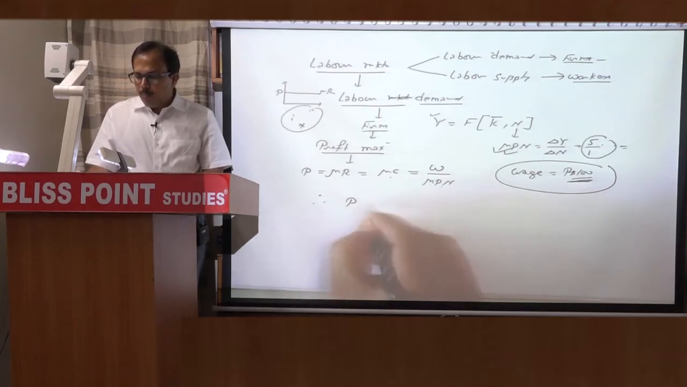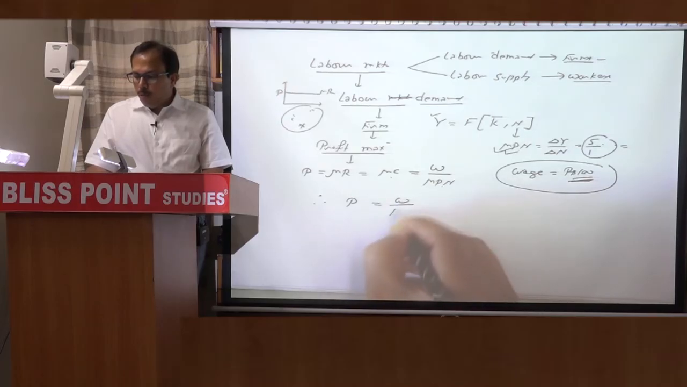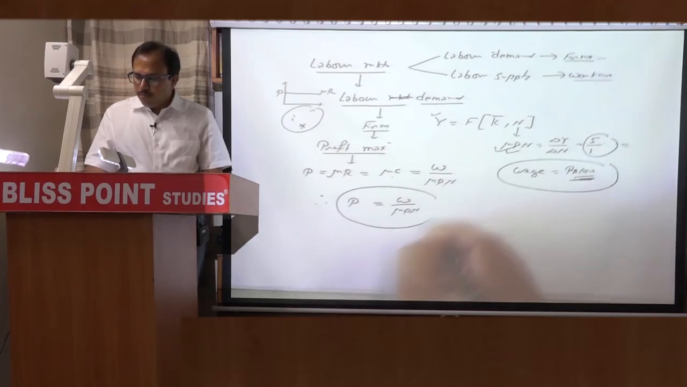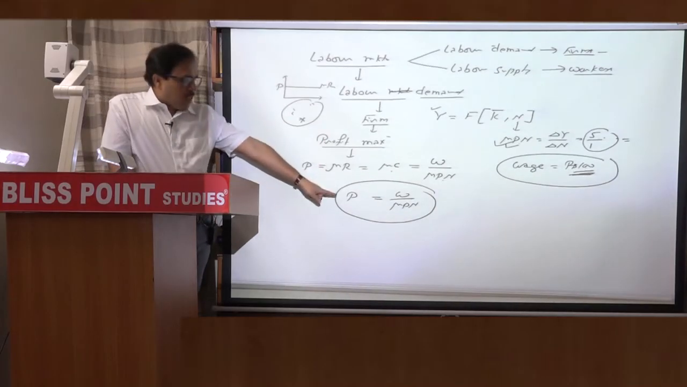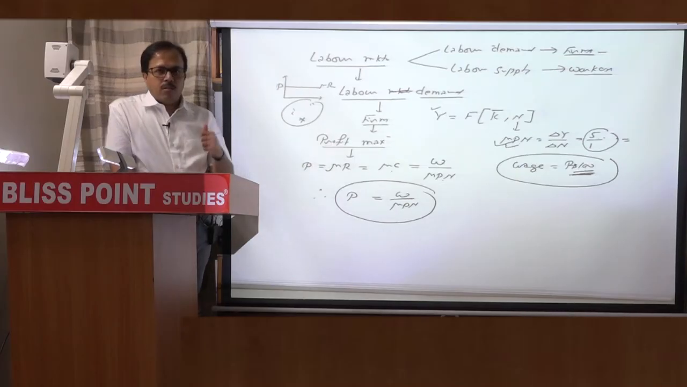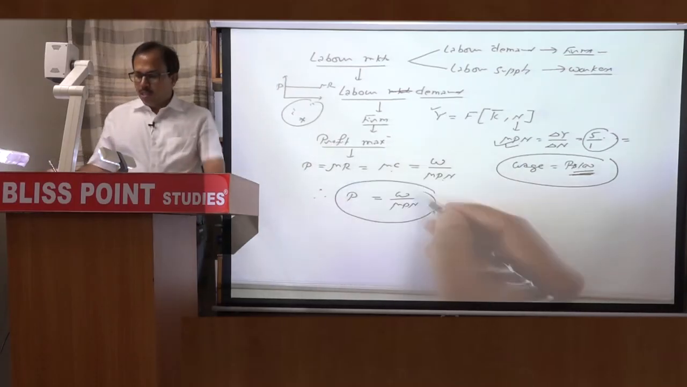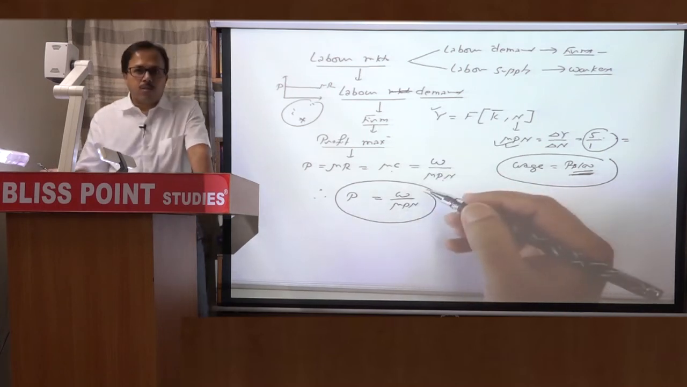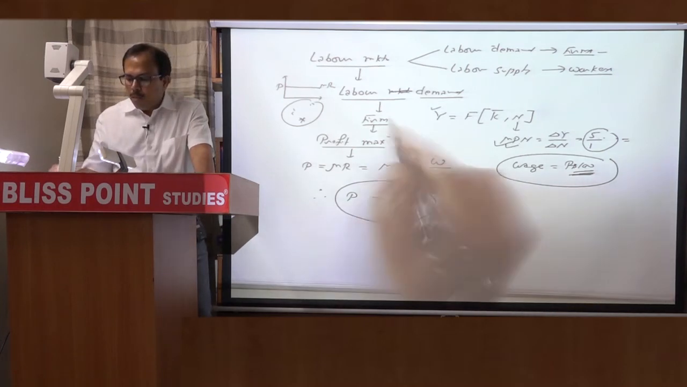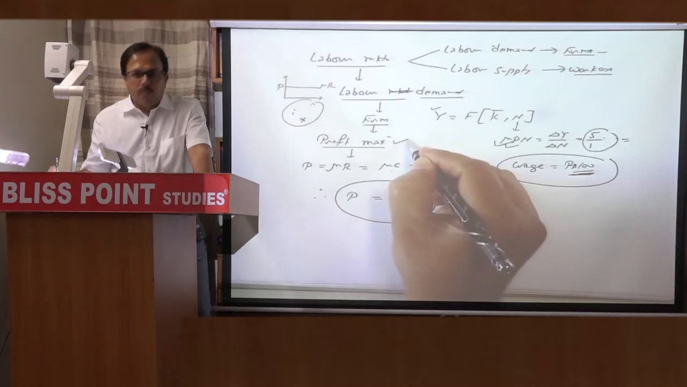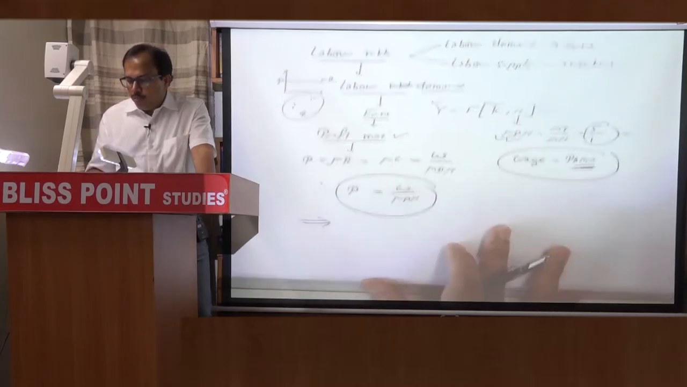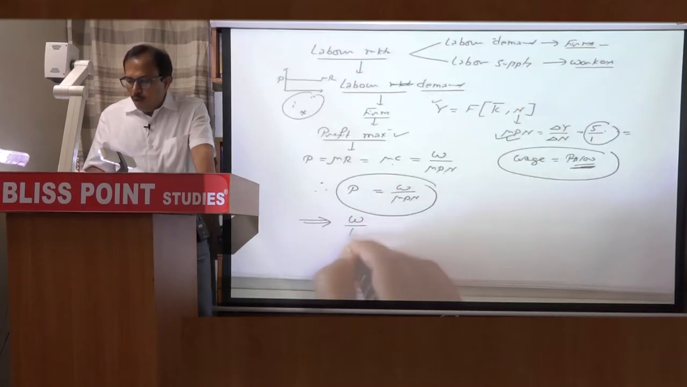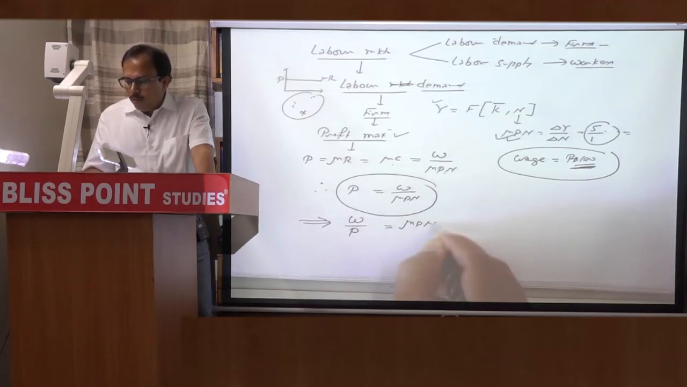So now I can write P equal to W by MPN. You know the reason why you have written this. This is the profit maximizing condition. This price is nothing but MR, and this W by MPN is nothing but MC, marginal cost. So when MR is equal to MC, the profit of the firm gets maximized. And you can write this equation also as W upon P is equal to marginal product of labor.